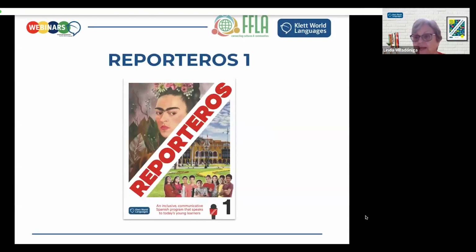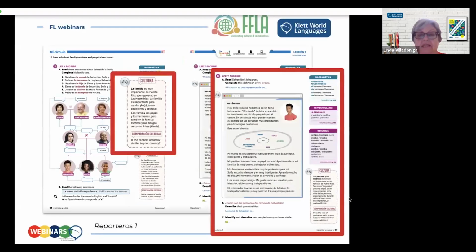Okay, from Reporteros 1, now this is going to be your novice level student. We've got a couple of activities that are very clearly listed as culture, and that's another beautiful part of this textbook. Things are headed so that you know what you're doing. This one is La familia es muy importante en Puerto Rico and in general in Latinoamérica. La familia es importante para ayudar, tomar decisiones y celebrar. Okay, so we're talking about the family and the family unit and all of that. Our culture is steeped in family, and we know it.